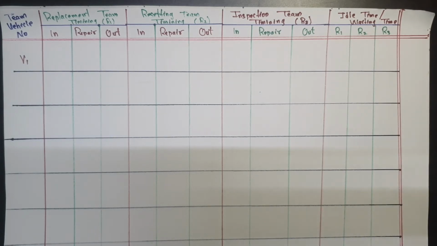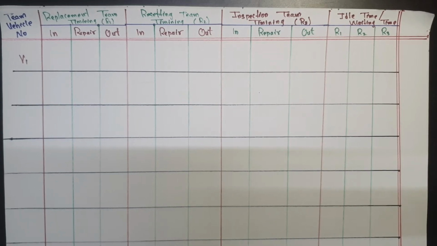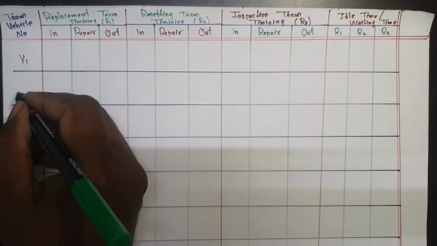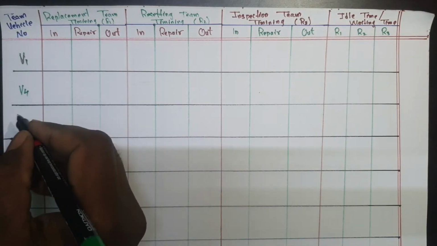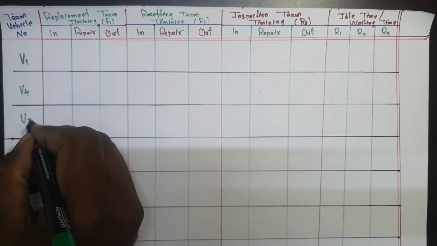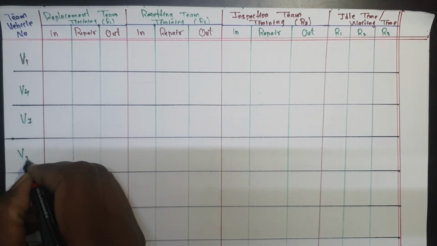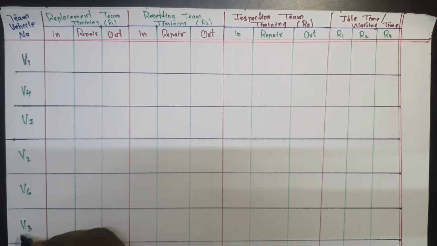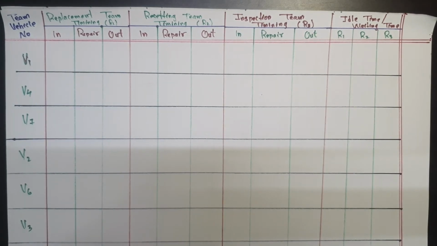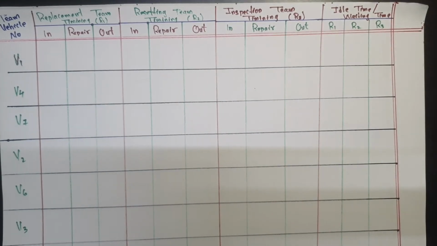So finally what you got, the sequencing. So first you have to try to write down the sequencing. First one is V1, then V4, then V7, then V2, next one is V6, next one is V3, next one is V5. Like this you got the sequencing V1, V4, V7, V2, V6, V3, V5. This one is the sequencing.